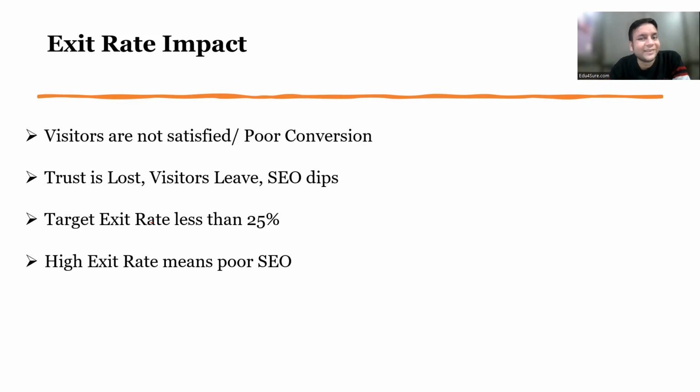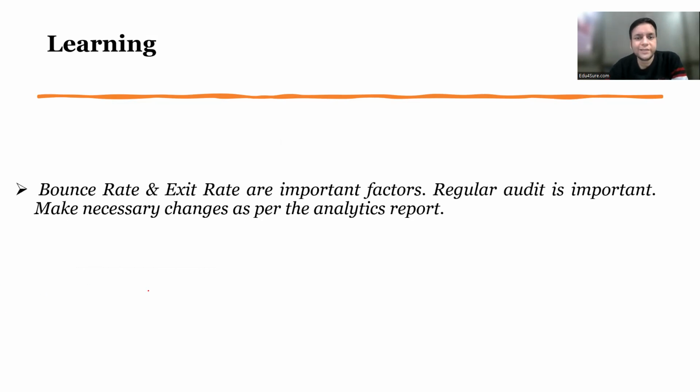So always target an exit rate of less than 25%. Some people have claimed less than 20%, but even less than 25% is fine. A high exit rate means poor SEO. So high bounce rate and high exit rate mean poor SEO. The learning is that bounce rate and exit rate are important factors. Regular audit is important. You should check the analytics and see what exactly your bounce rate is. Analytics automatically calculates it; you are not supposed to calculate it yourself. You just have to go to the analytics and see what the bounce rate and exit rate are. Usually people see the bounce rate in the analytics. So do an audit and make necessary changes as per the analytics report.